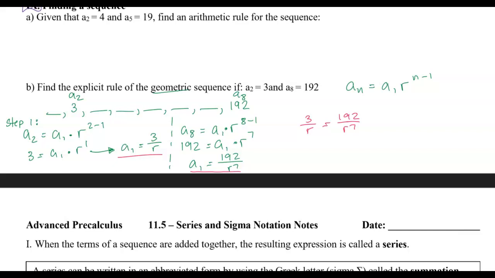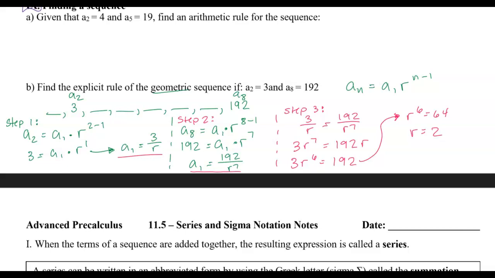So anytime I have a fraction set equal to a fraction, how can I solve it? Yes, you can cross multiply. So we cross multiply here and we get 3r to the power of 7 is equal to 192r. Then if I divide both sides by r, I have 3r to the power of 6 is equal to 192. Divide by 3, and I get r to the power of 6 is equal to 64. Then if I take the 6th root of 64, r is equal to 2. So now I know what my r is.